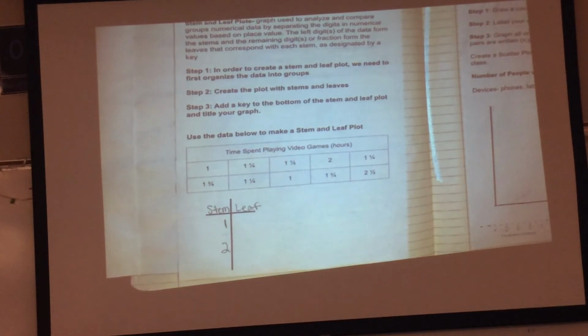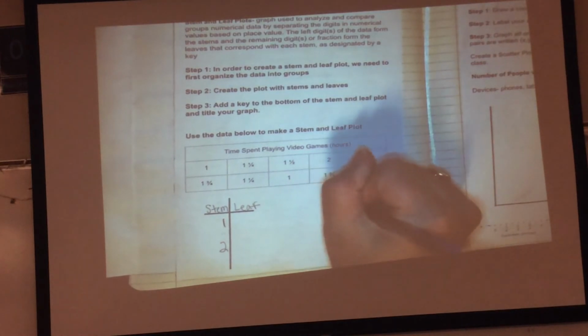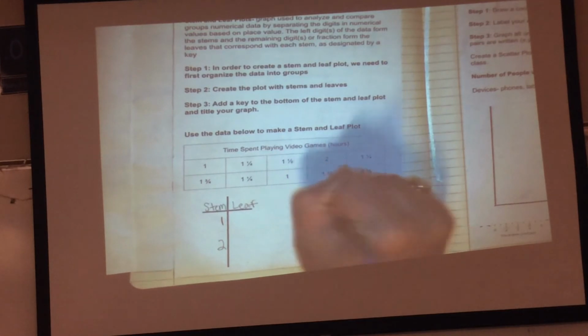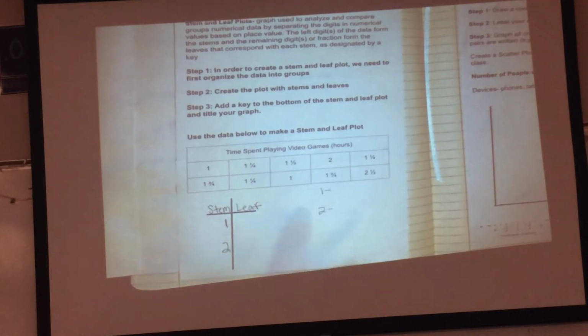So now let's organize the information up here in my stem and leaf plot. When you list, who can remember from last year? Do I have to list my leaves in order from least to greatest? Yes. Who agrees yes? Who says no? It doesn't matter. Okay, so it does matter. We have to list our leaves in order from least to greatest. It can't be greatest to least. It has to be least to greatest.